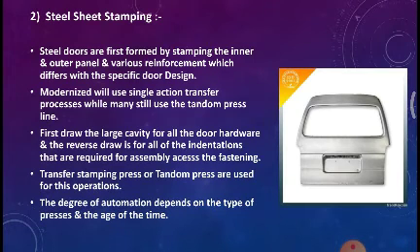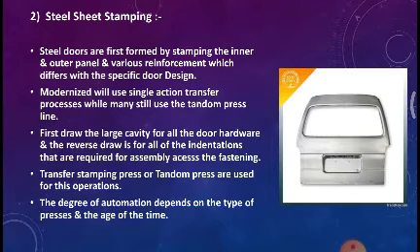Step second, steel sheet stamping. Steel doors are first formed by stamping the inner and outer panel and various reinforcements, which differ with the specific door design. Modernized plants will use single action transfer processes, while many still use the tandem press line. First draw is the large cavity for all the door hardware, and the reverse draw is for all of the indentations that are required for assembly access and fastening.